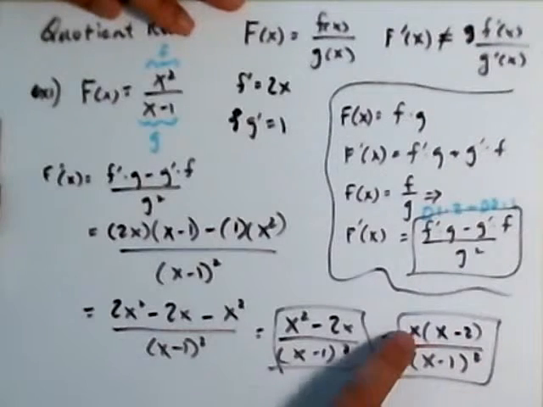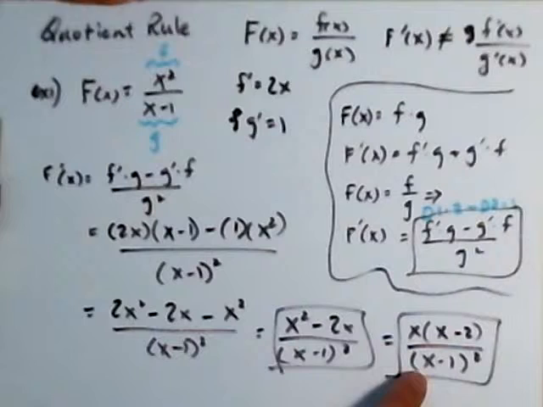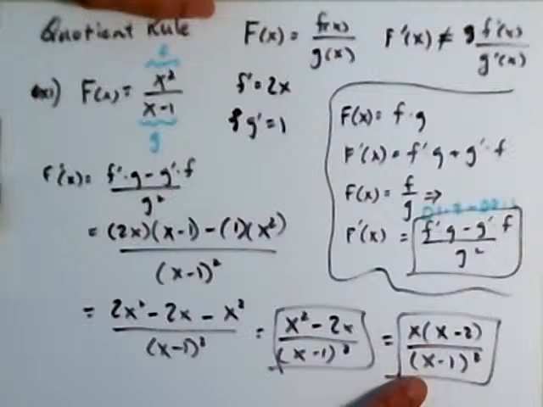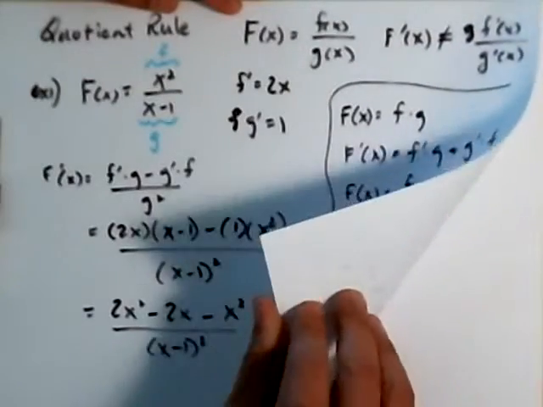So here we go. You factored out the x here, x minus 2, divided by x minus 1 quantity squared. That's the derivative function. Another word for the derivative function is this tangential slope function. Okay, let's do one more example. Example number 1 is done. Let's do a second example now.